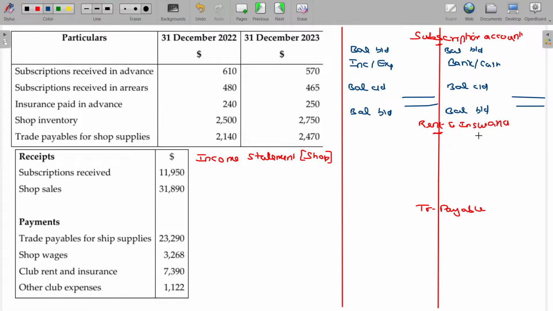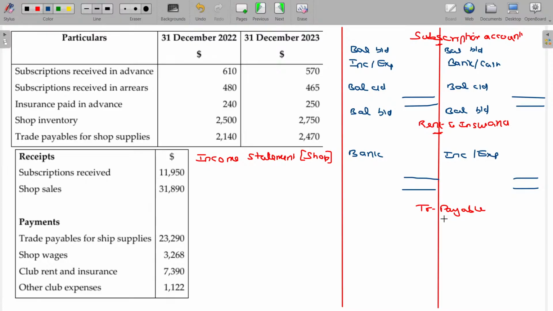In case of rent and insurance and trade payables, rent and insurance being your expenses. If you are making the payment, bank will be here, and amount for the period is transferable to the income and expenditure account.